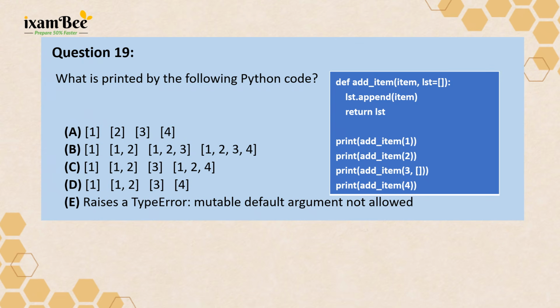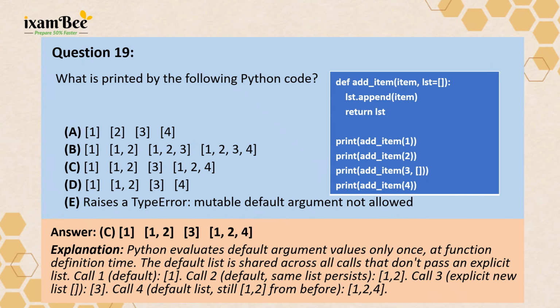Now, in this question, you are asked what is printed by the following Python code. You have a function add_item with two parameters, that's item and an empty list lst. What you're doing inside the function is lst.append the item and then return the list. You are then printing add_item 1, printing add_item 2, printing add_item 3 with an empty list, and then printing add_item 4. So what would be the output? So here the correct answer is option C.